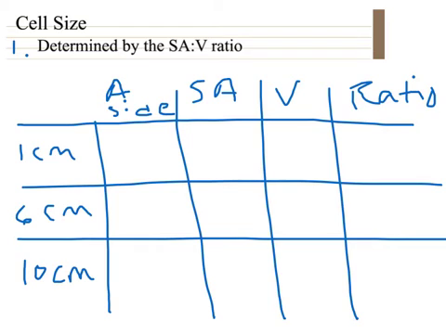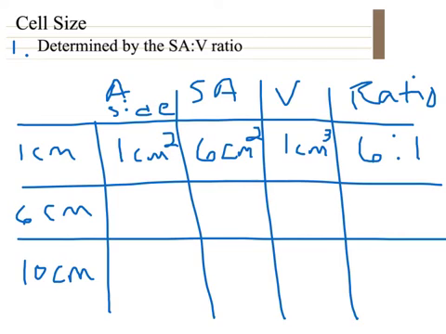So first of all, the area of a side of a cube would be the area of a square, right? Length times width. So for a 1 centimeter cube, this would be 1 centimeter squared. Now a cube has 6 sides, so its surface area should be 1 plus 1 plus 1 plus 1 plus 1 plus 1, which is 6 centimeters squared. Now the volume is length times width times height. Well, 1 times 1 times 1 is 1 centimeter cubed. When you set up that ratio, you have a 6 to 1 ratio.